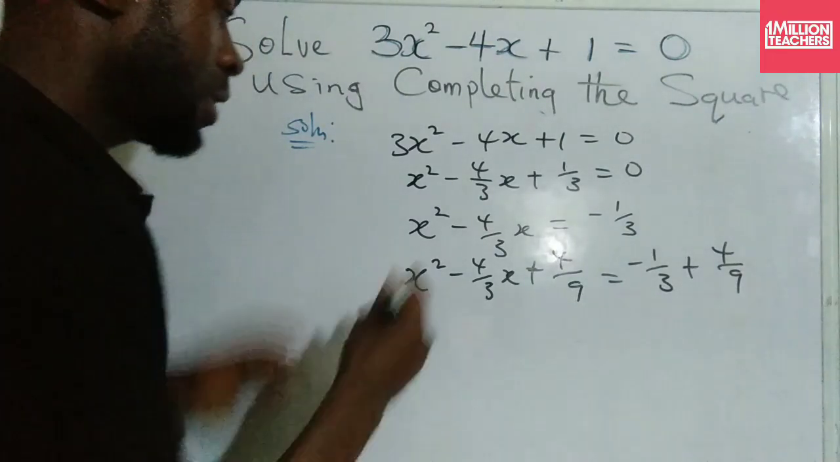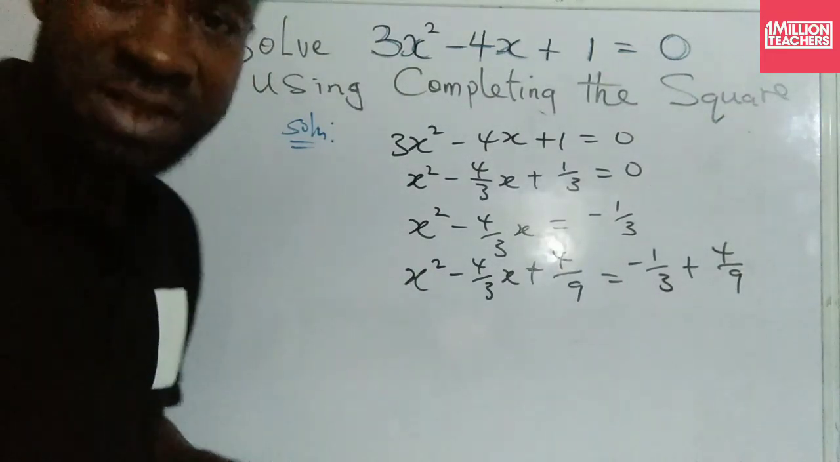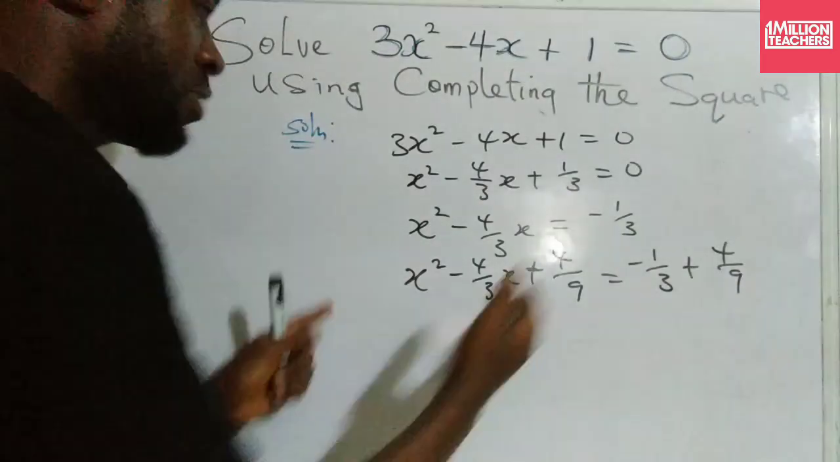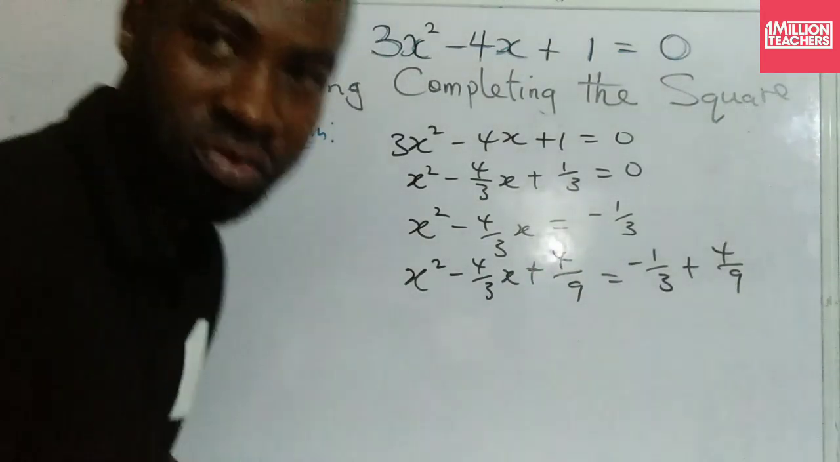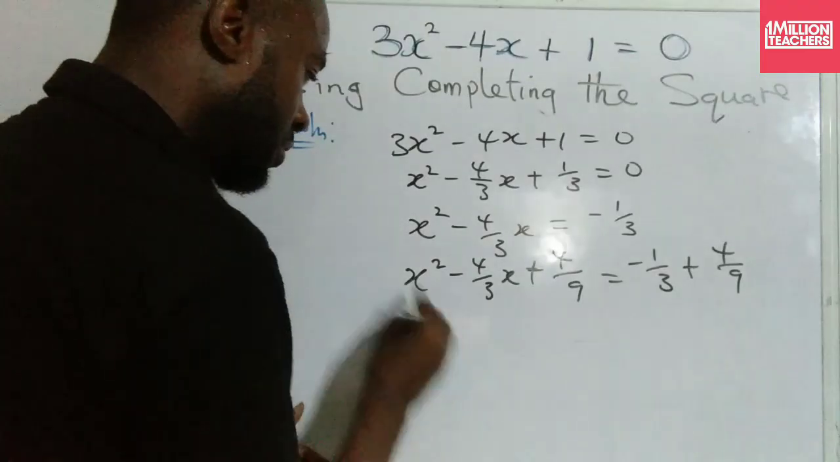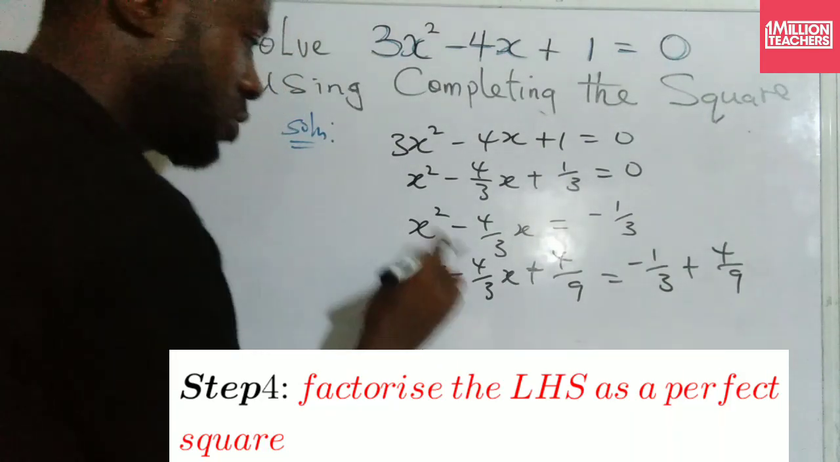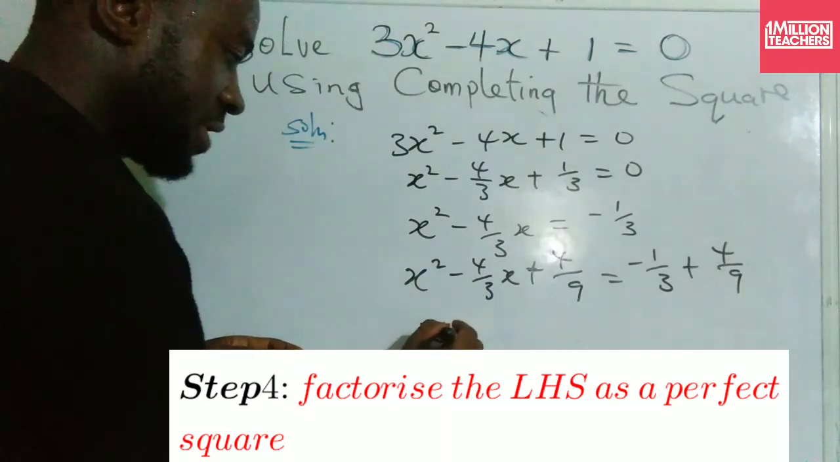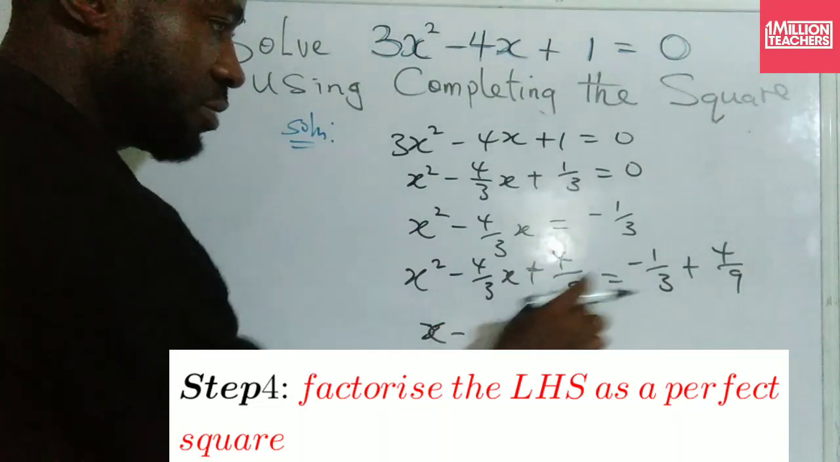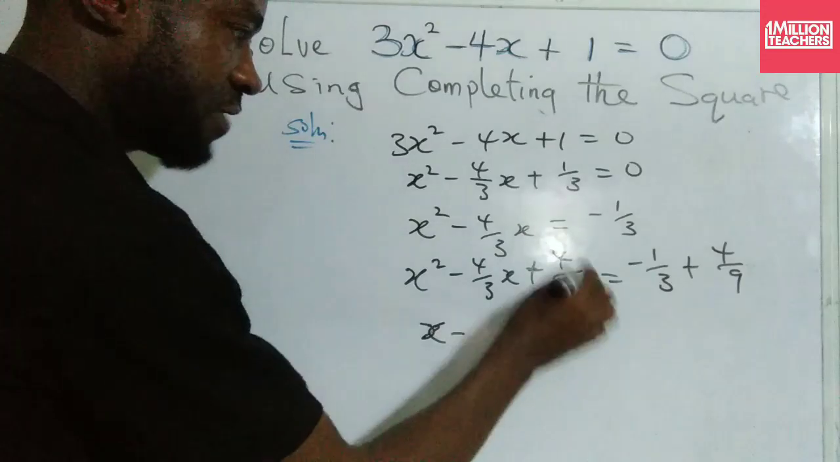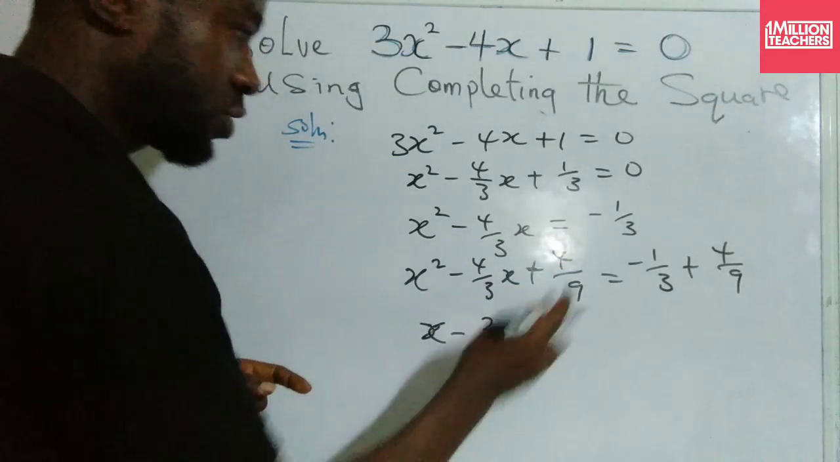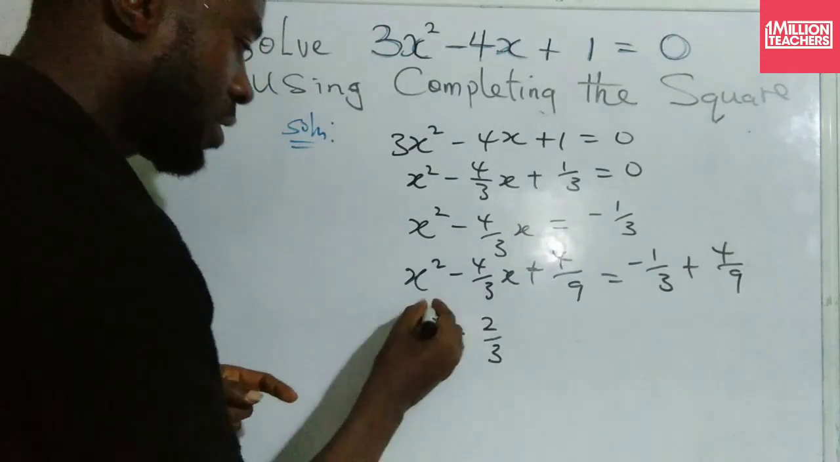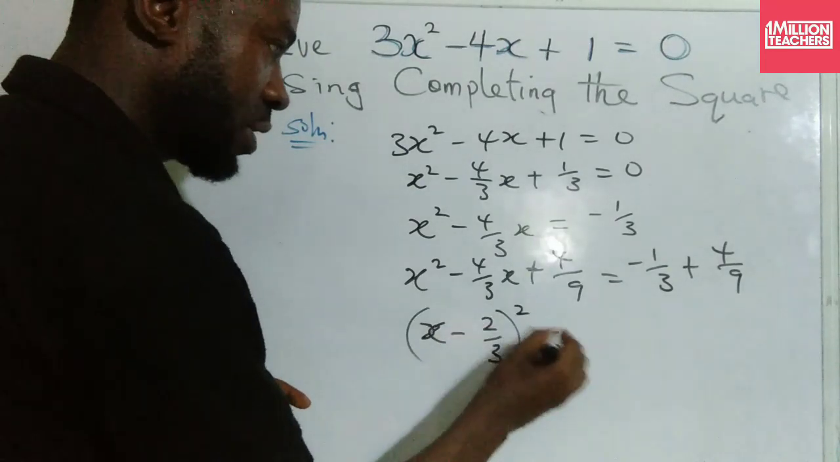So let's go. Now when you add it to both sides, our step 4 is to make this side a perfect square. And how do you make it a perfect square? Take the square root of the first term. Square root of x squared is x. The sign that follows next, you add it. Take the square root of the last term. Square root of this 4 over 9 is 2 over 3. Square root of 4, 2. Square root of 9, 3. You group them together and square.